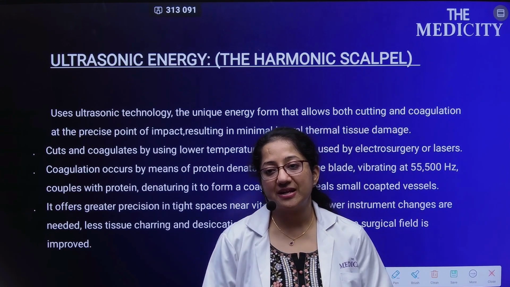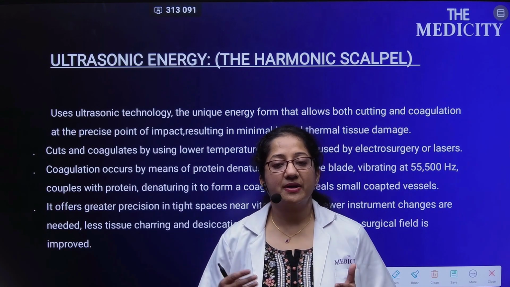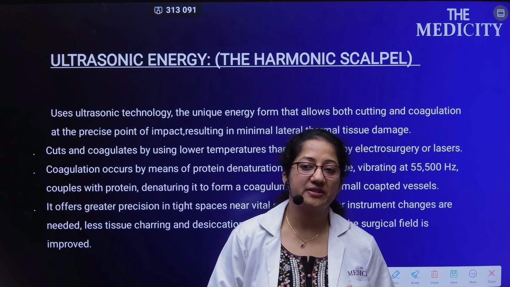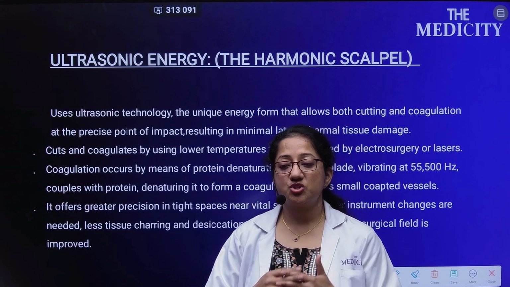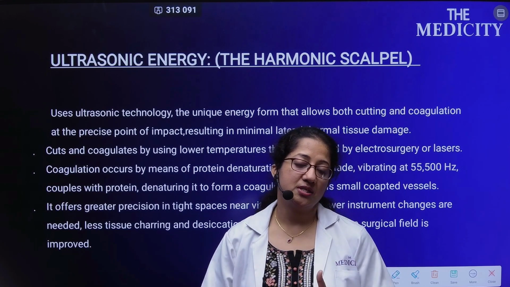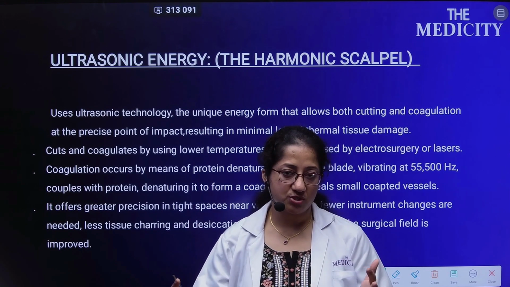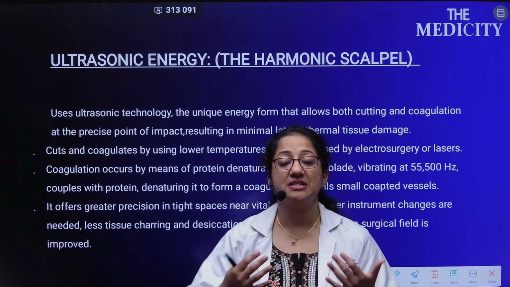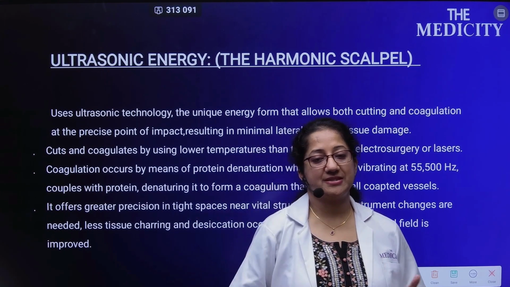This has minimal lateral spread. Cutting and coagulation by using lower temperature than those by the electrosurgery or lasers. So the chances of heat generation, the chances of smoke which is produced, which can hamper our visibility, is lower in the cases of harmonic scalpel.